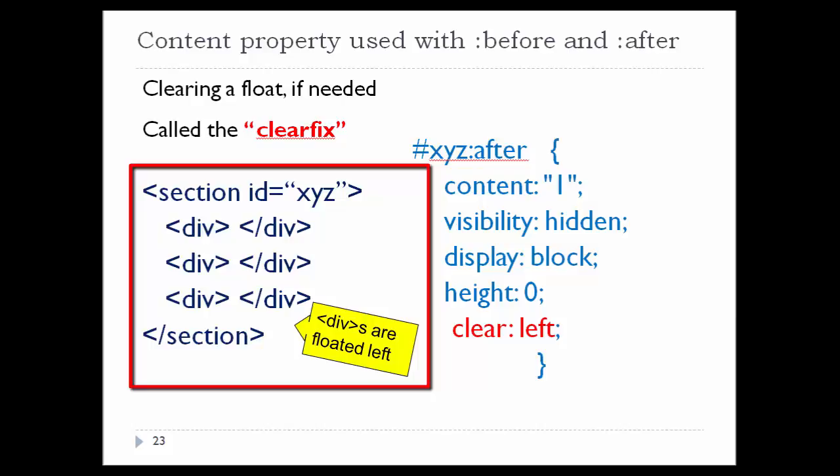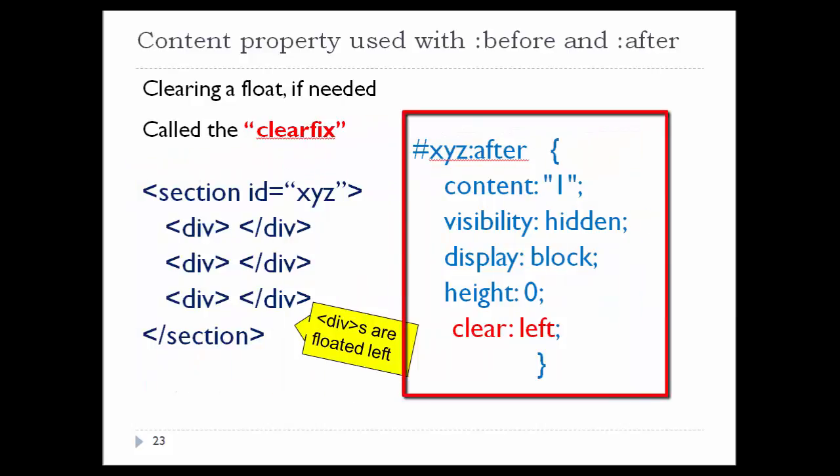Rather than clearing it by putting a break element or by clearing it in an element underneath it, we can actually put an invisible element after ID equals XYZ. So the after pseudo-element allows us to generate content, and you need to use the content property. So I'm saying the content is 1. It's just a character. I'm hiding it. I'm displaying it as a block level element. I'm also setting the height to 0, and then I'm using the clear. So it will clear, but we don't see it.